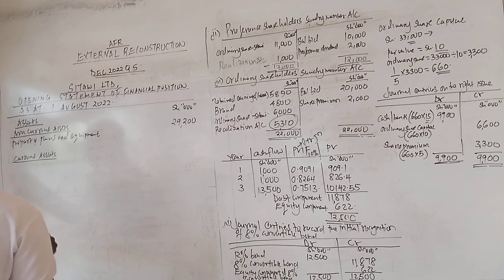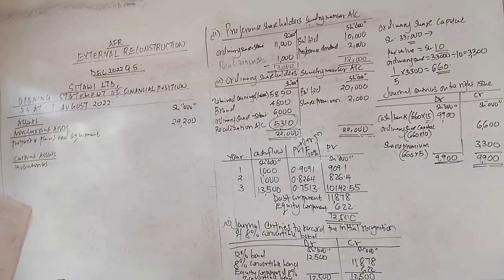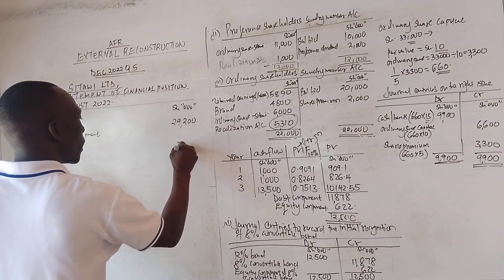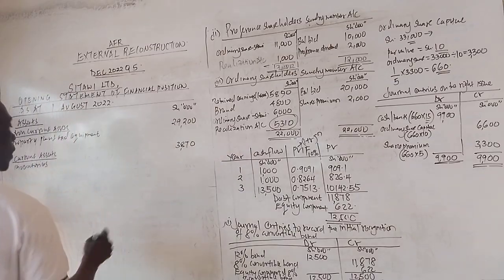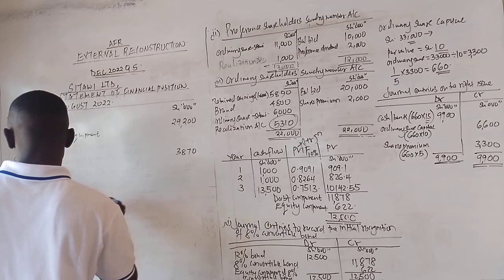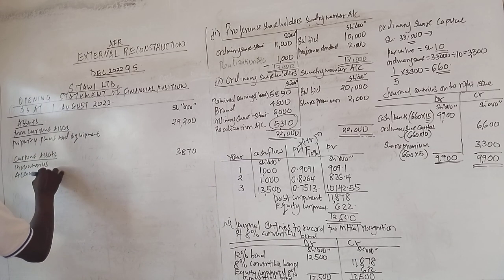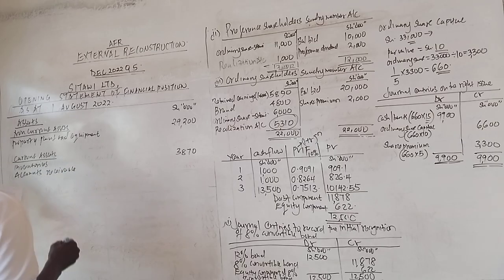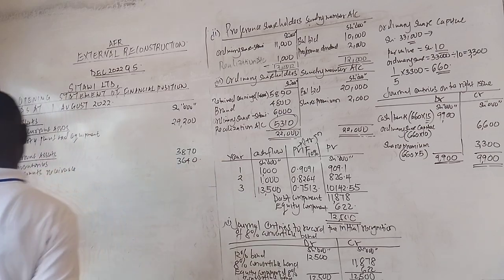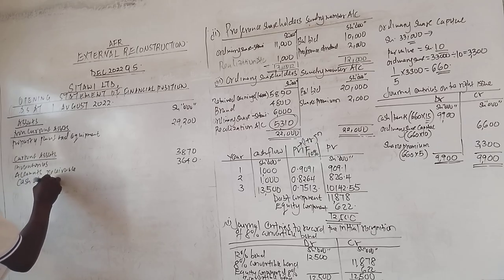Then from there, we go to current assets. For the current assets, we have inventories. Inventories were worth 3,870. Then we have the accounts receivable. Accounts receivable was 3,640.